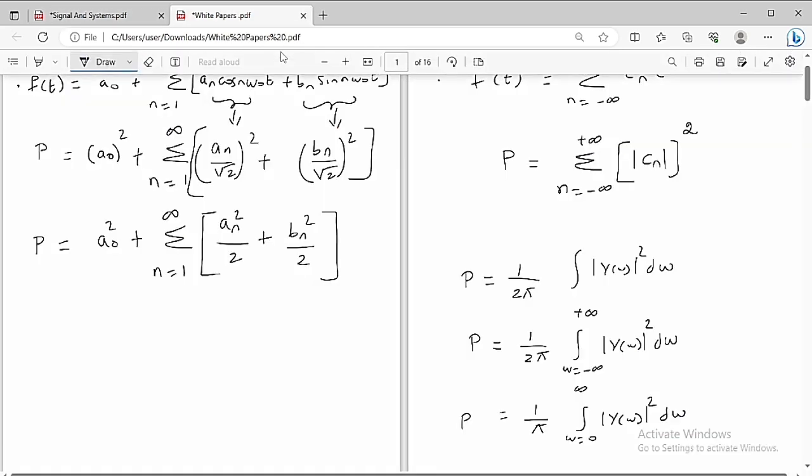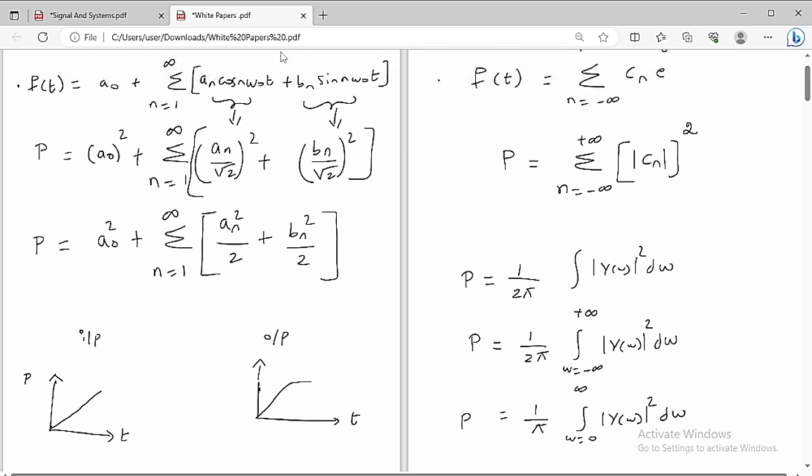Listen carefully. Suppose I draw the input power and output power here with respect to time, so that you can easily understand. This is the input power and this is the output power. Let me draw the graph here. Suppose input power is increasing all the way. The output power will also increase, but after some time it will become saturated. Even though input power increases, the output power is constant.